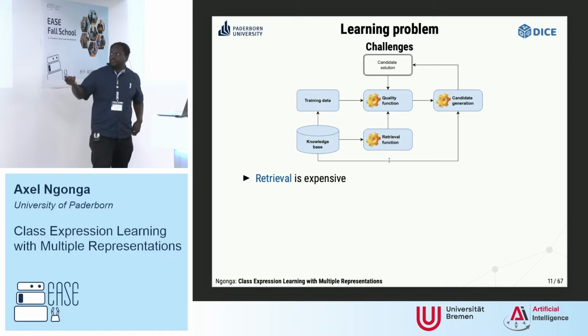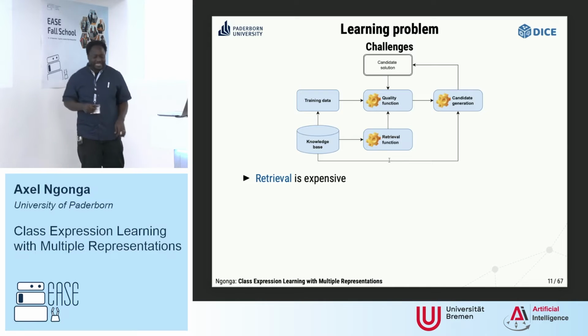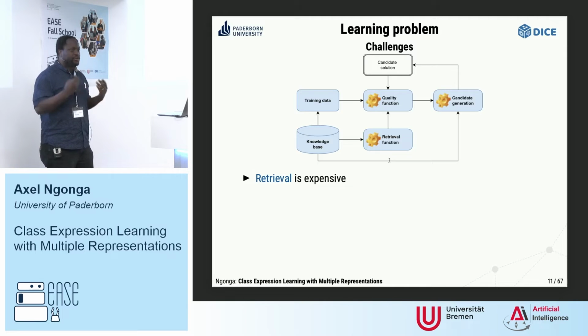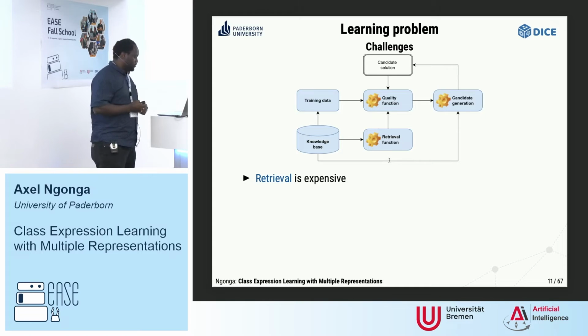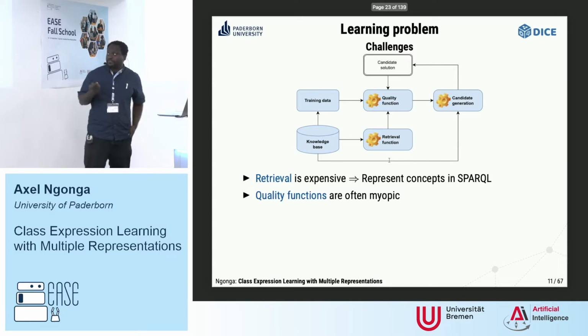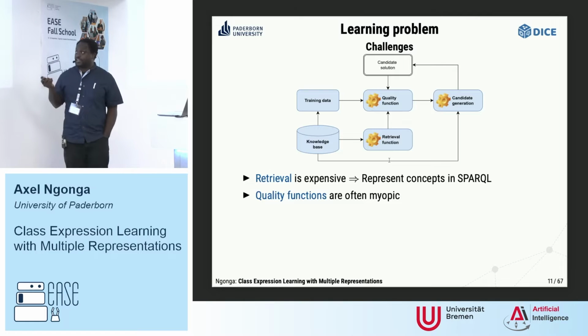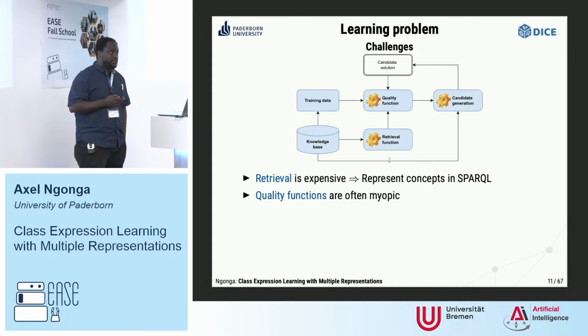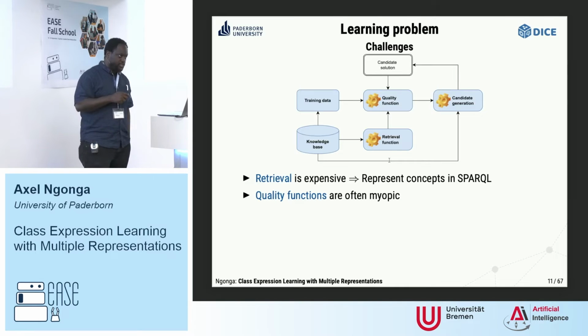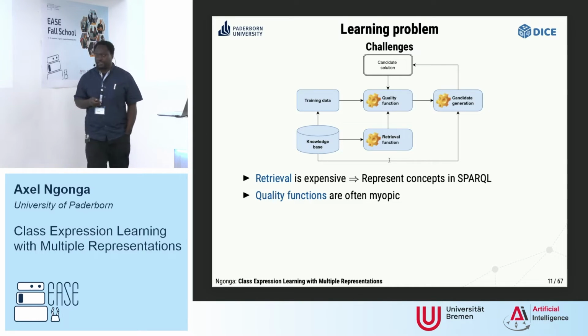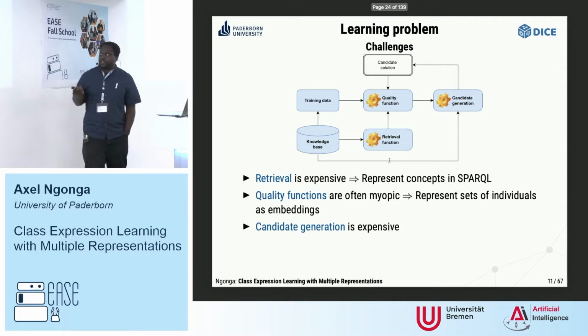Question is, can we make these different functions, so these three functions, better by looking at other representations of the problem than the standard representations which we normally use? So what I'm going to talk about is the fact that retrieval is expensive, but that we can actually solve that problem by representing concepts in a different language, which is SPARQL, and then representing a knowledge graph as a tensor, and really using tensor operations on that tensor representation to improve the speed of the retrieval function.